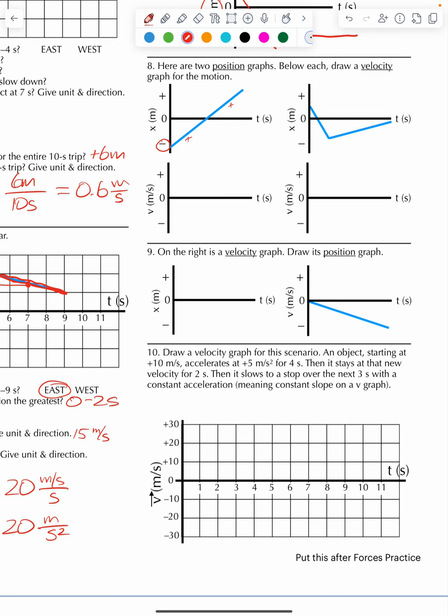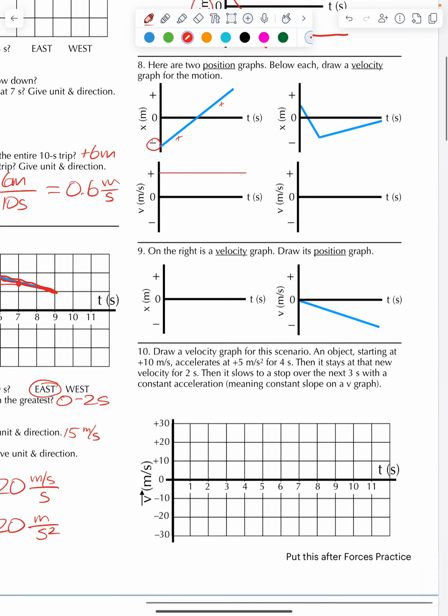And what is our velocity like? Is it changing? No. Remember that on a position graph, if you have a constant slope, your velocity is constant. So in other words, all that graph is saying is that we're heading in the positive direction at a constant velocity. Well, how do we write that on a velocity graph? Just like this. Remember that a horizontal line on a velocity graph does not mean that you're stopped unless that horizontal line is on your x-axis. So that's the answer to that one.